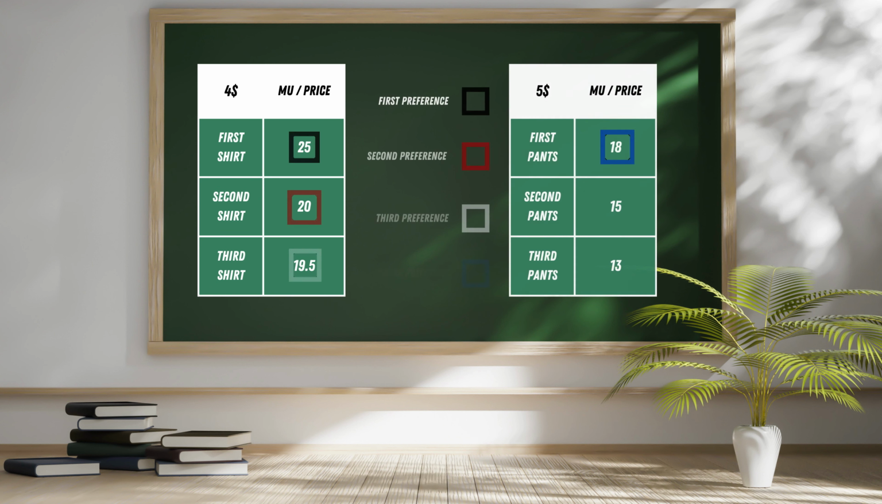Now let's add a price to this table. Let's say the shirt costs $4 and the pants cost $5. Now we are closer to a real shopping scenario. In such a situation, to find the marginal utility, we divide the marginal utility by the price. In this case, our first 3 purchase preferences will be shirts. Finally, we can buy 1 pair of pants. In this way, by buying 3 shirts and 1 pair of pants, we will reach the maximum satisfaction level.